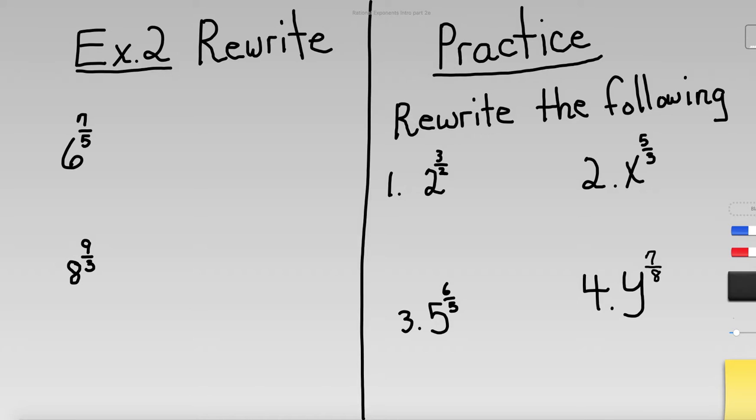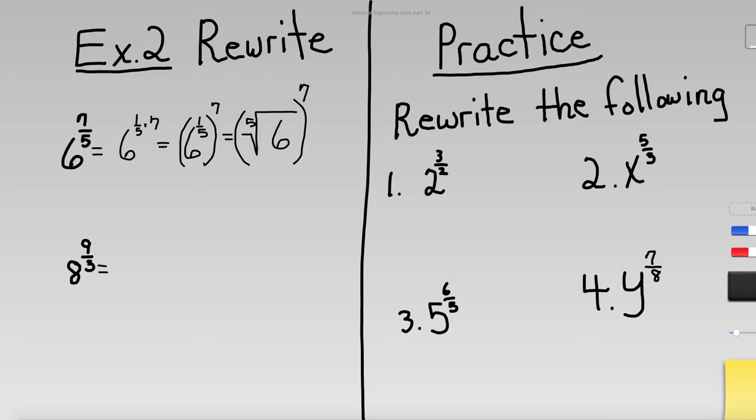Okay, so let's do another problem. We have 6 to the 7/5, and this is just going to be 6 to the 1/5 times 7, or 6 to the 1/5 raised to the 7th power, or the 5th root of 6 raised to the 7th power.